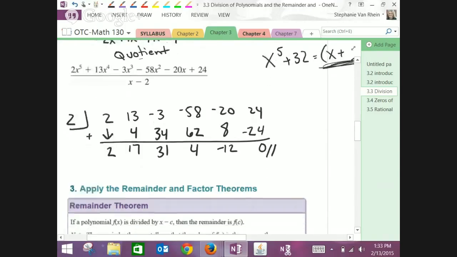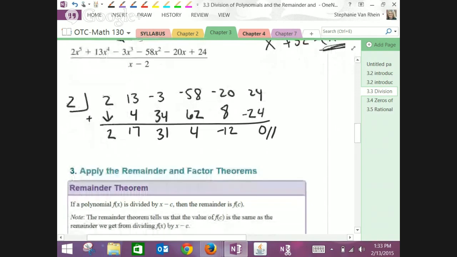Do you guys see that? So if you're a little behind, this is just multiplication. 2 times 2 is 4. 4 plus 13 is 17. 17 times 2 is 34. 34 minus 3 is 31. 31 times 2 is 62. 62 minus 58 is 4. 4 times 2 is 8. 8 minus 20 is minus 12. Minus 12 times 2 is minus 24. Plus 24 is 0. You see that?